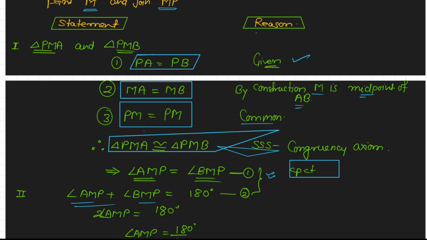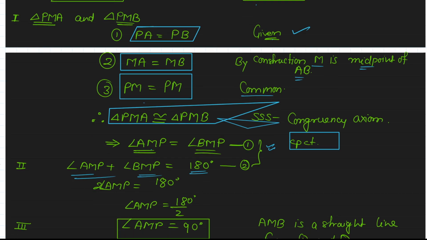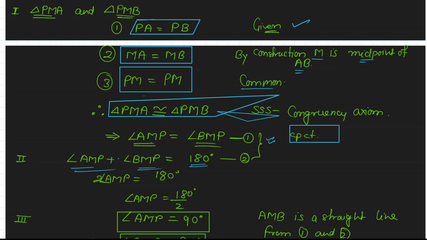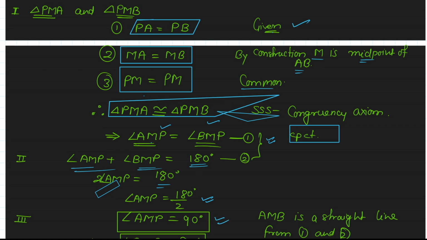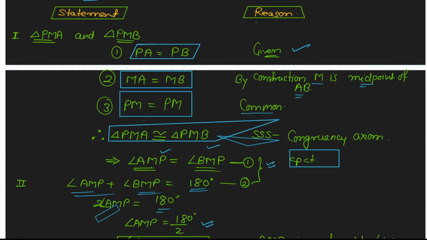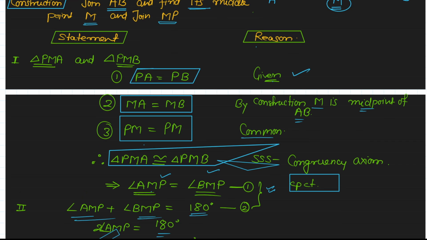So now AMP and BMP equal to 180 degrees. Since both are equal, 2 AMP equal to 180 degrees. So AMP equal to 180 divided by 2. So we got this angle AMP is 90 degrees here. If you see here, this angle is how much? This angle is 90 degrees. So if this angle is 90 degrees, this is a right angle, and we can say this line is perpendicular to line AB.